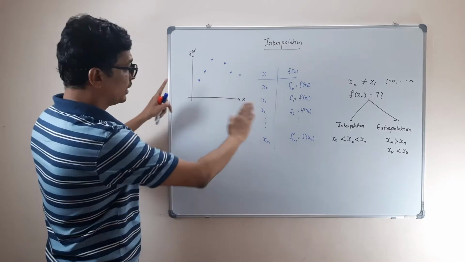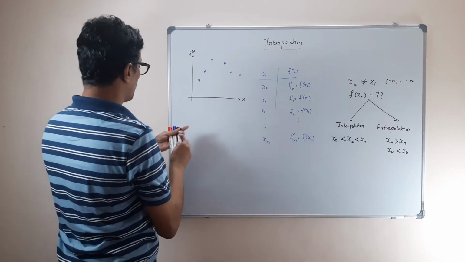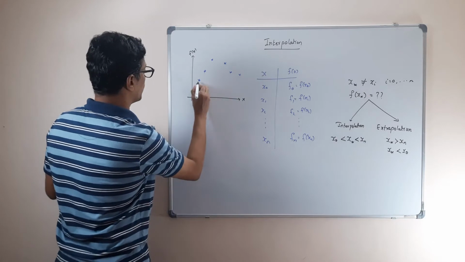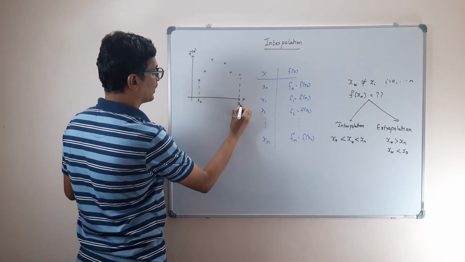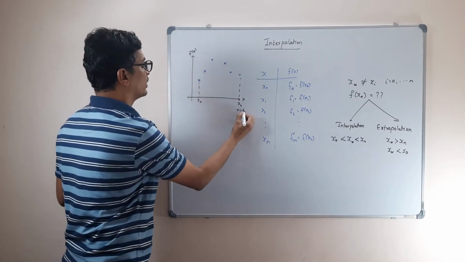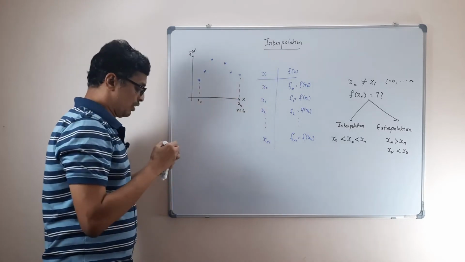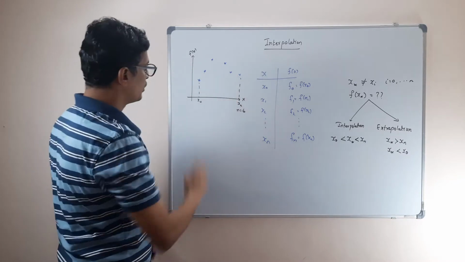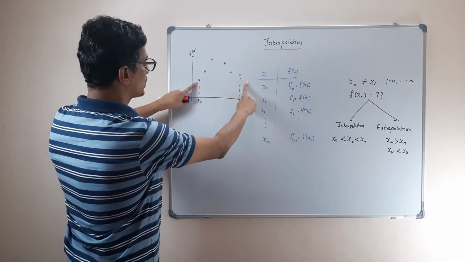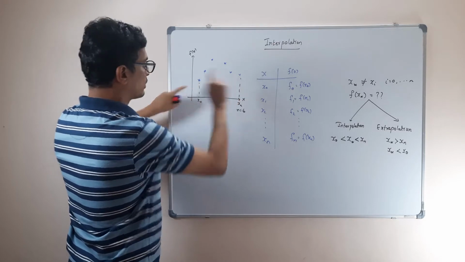So now interpolation happens when this is your x0 and let us call this your xn, where n equals 6 in our case. So when your x star falls in between this range, you call that an interpolation. When the x star falls outside this range, you call that an extrapolation.